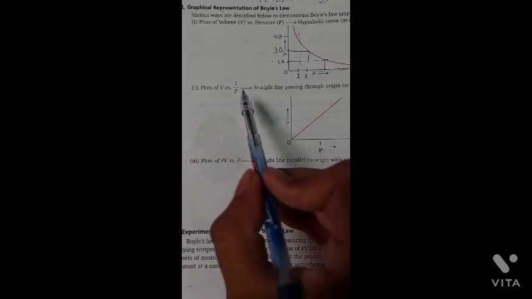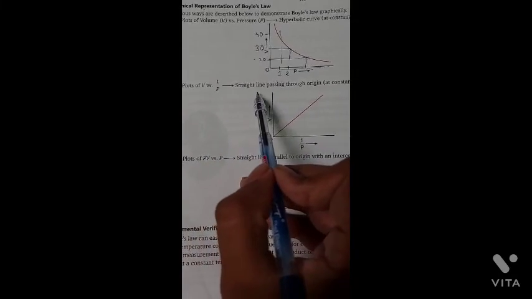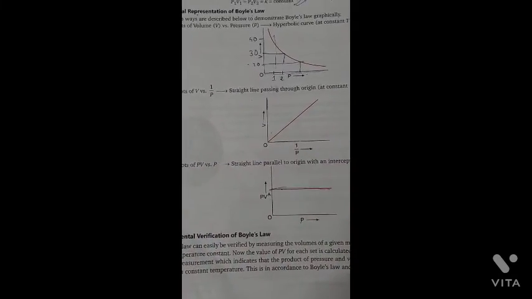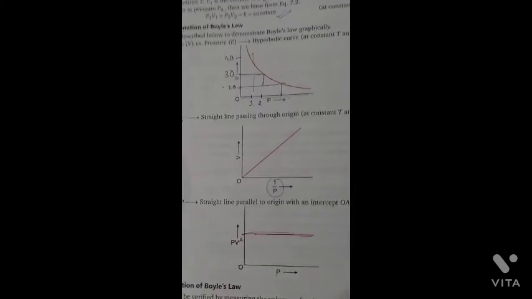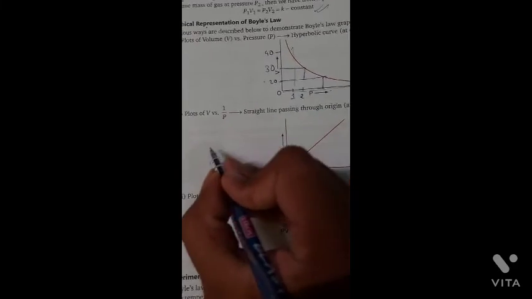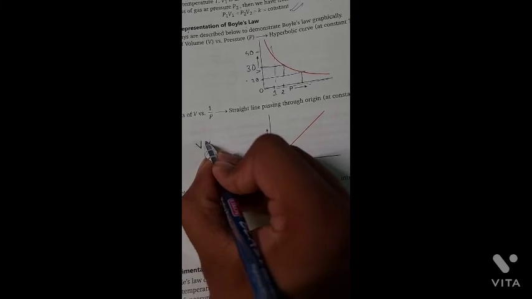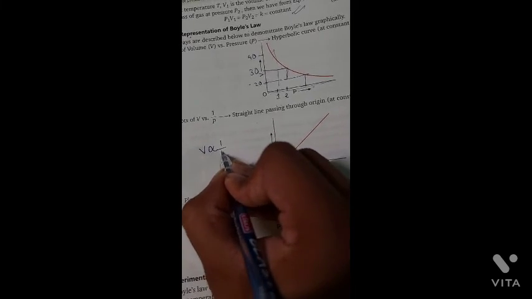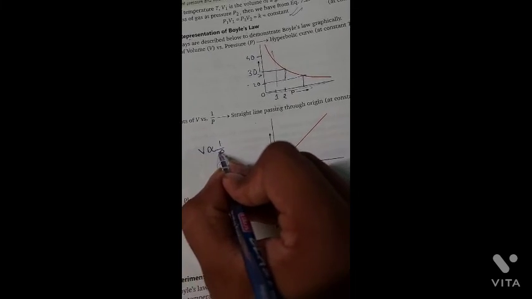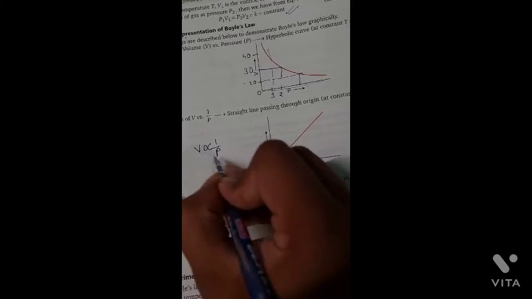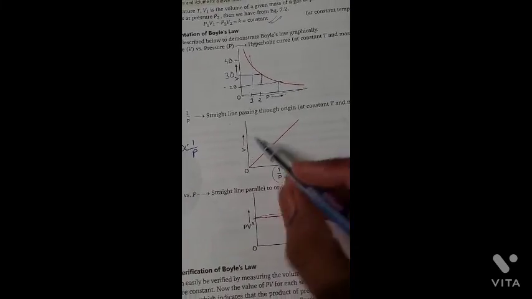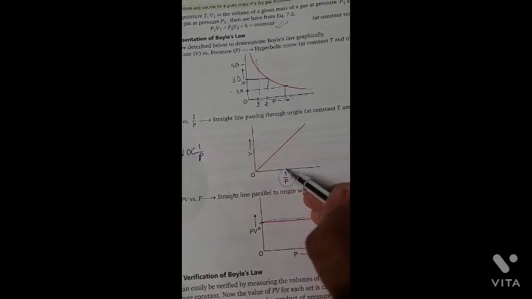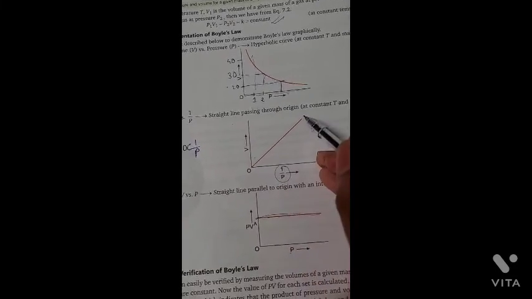Now let's do the second one, the plot of 1 by P. We know V is directly proportional to 1 by P. That means volume is inversely proportional to P, but directly proportional to 1 by P. So with the increase in 1 by P, volume will also increase.